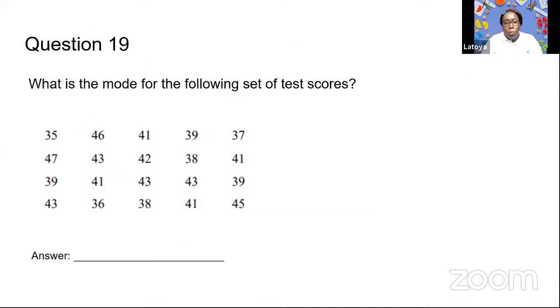Question number 19. What is the mode for the following set of test scores? So I have 3 questions for you now. What is mode? What is median? What is mean? You all can comment and answer those questions below for the benefit of everybody else. Tell me what mode is, what mean is, and what median is.